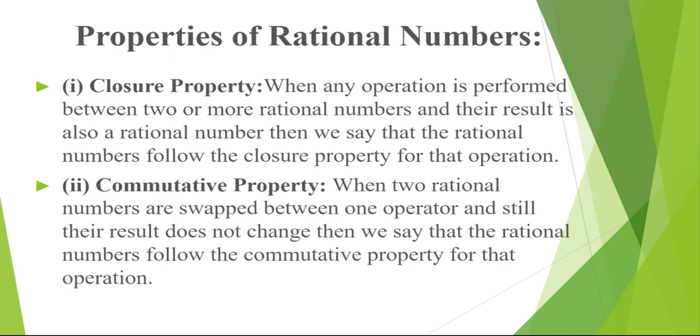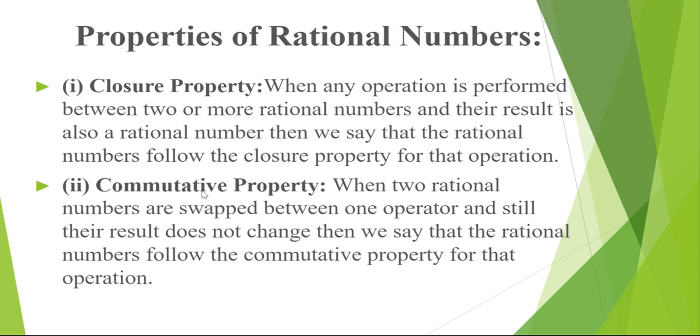We'll discuss properties of rational numbers now. The first one being the closure property. When any operation is performed between two or more rational numbers, and the result is also a rational number, then we can say that rational numbers follow closure property for that operation. Or I can also say that rational numbers are closed with respect to that operation.